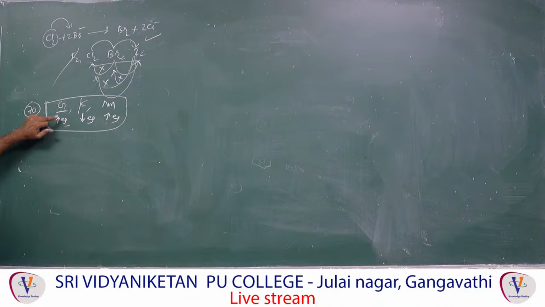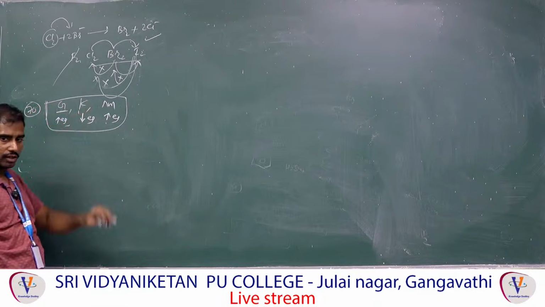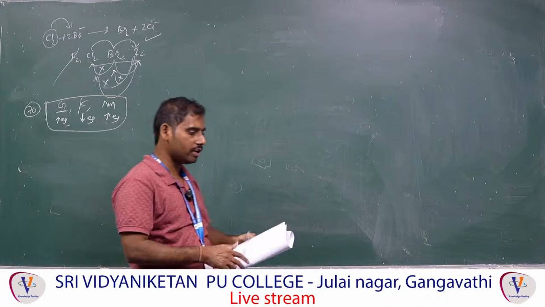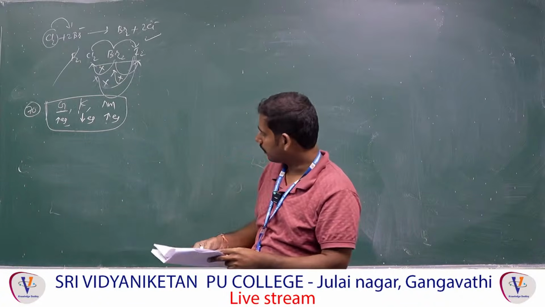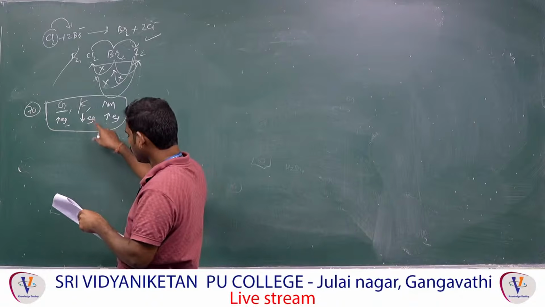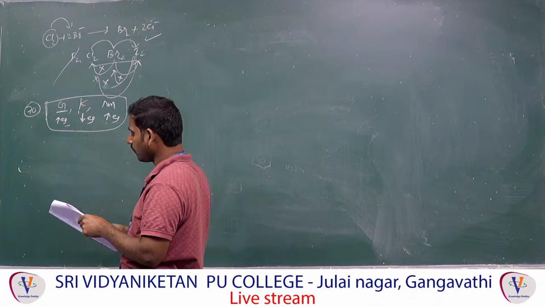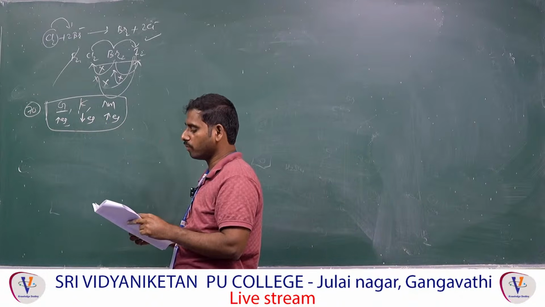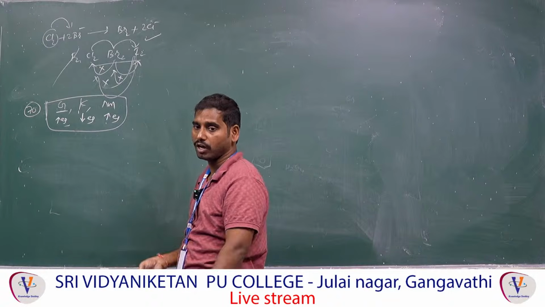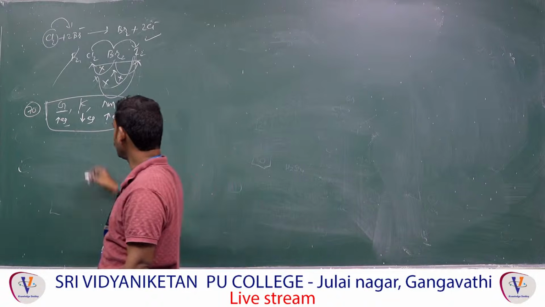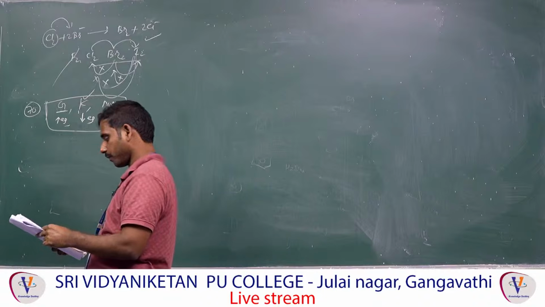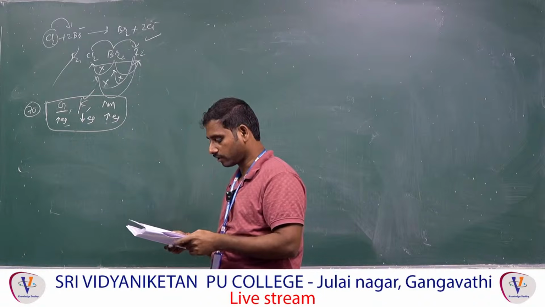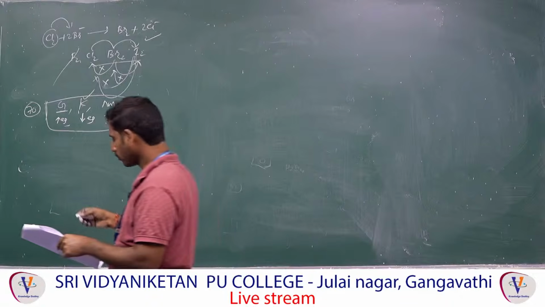Dilution increases conductance. Dilution decreases conductivity. Dilution increases molar conductivity. Why? Because on dilution, the number of moles of ions per unit volume decreases. So both the statement and the explanation are correct. Next one, 71.